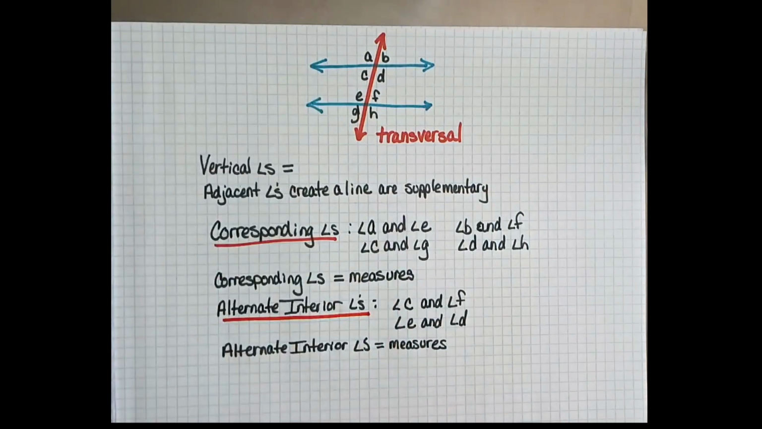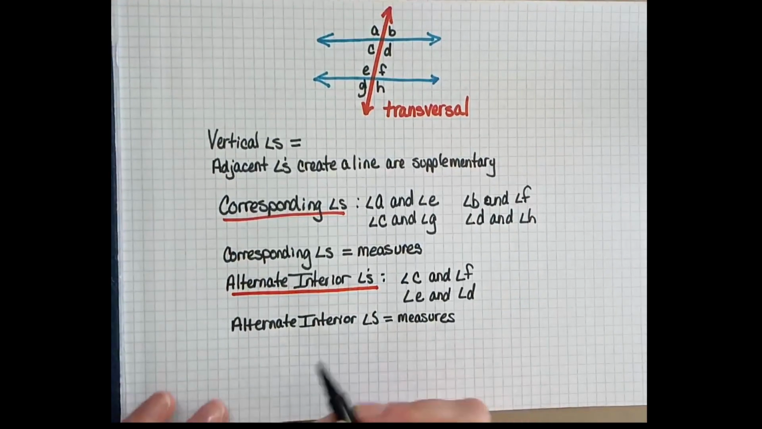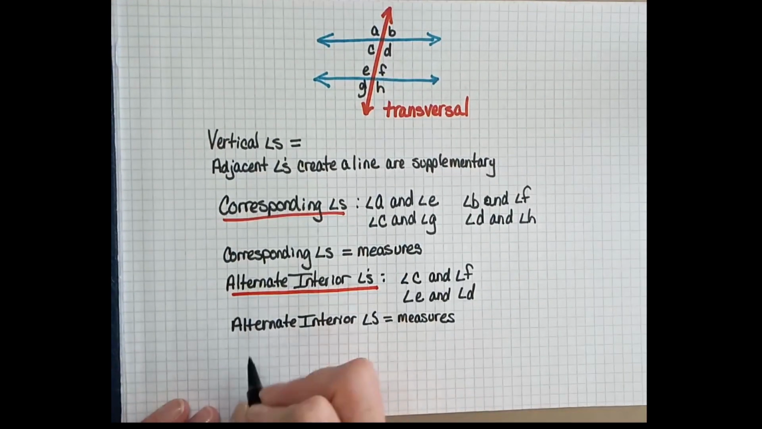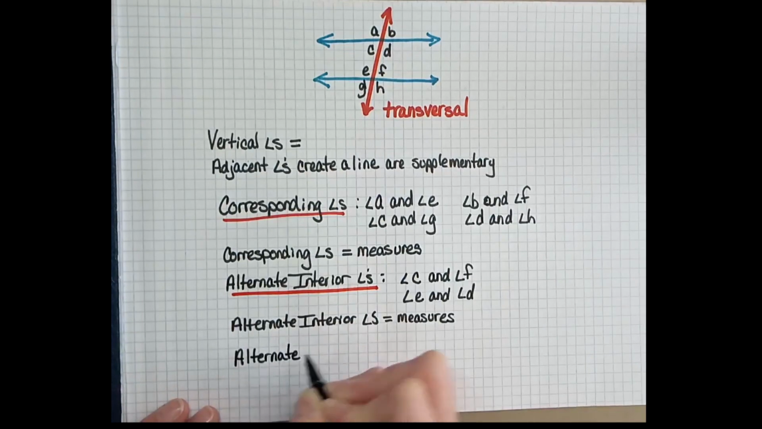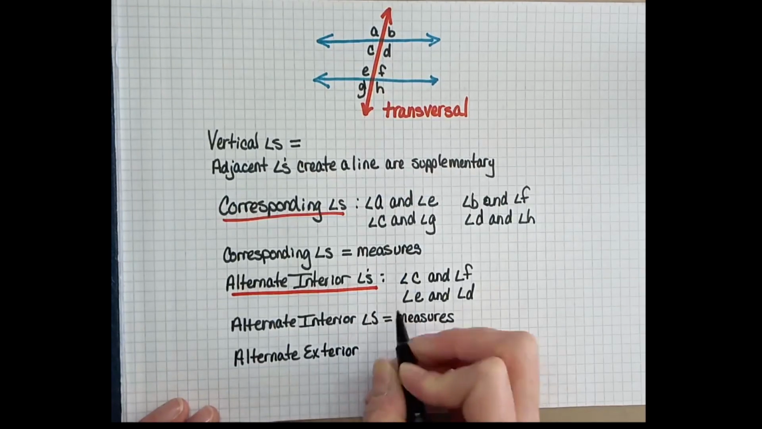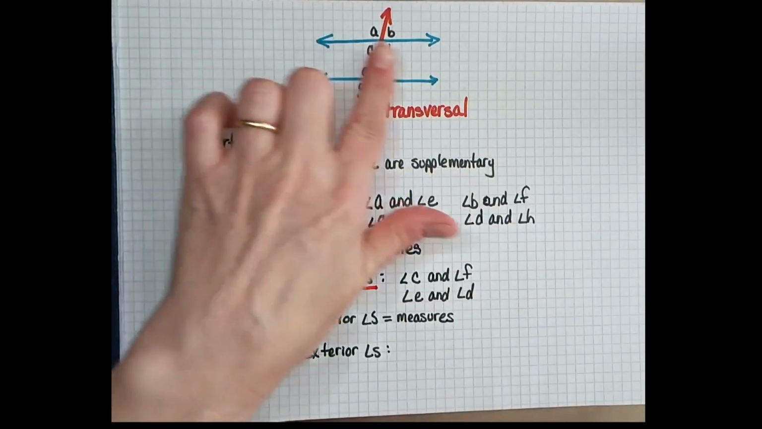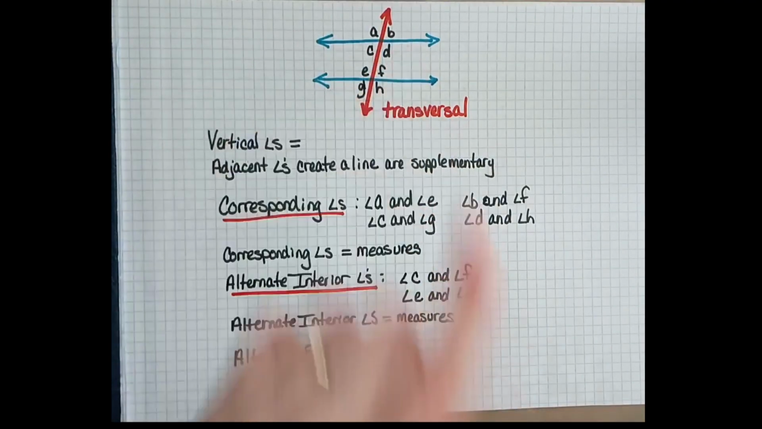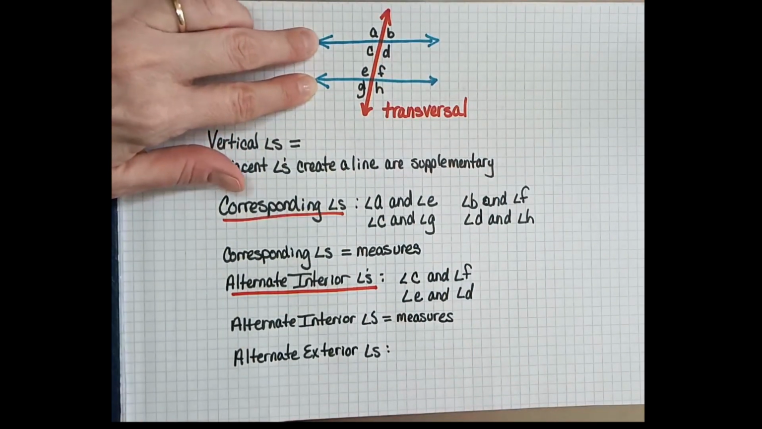So C and F have equal measures. The last relationship is alternate exterior angles. Maybe you can figure out on your own what those are. Alternate exterior angles means they alternate, one's on one side, one's on the other of the transversal, and that means they are exterior to the blue lines.